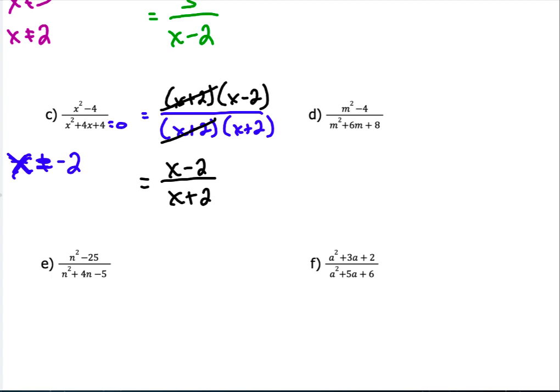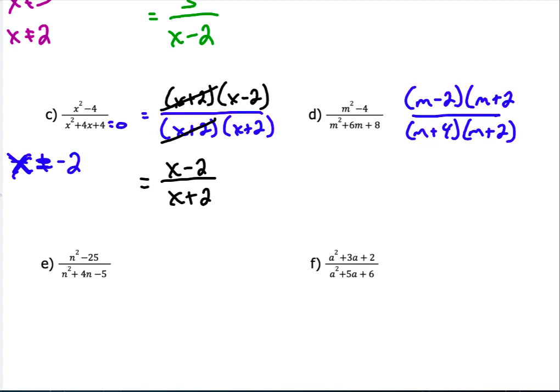So next one. I always like to start with my denominator because I need those excluded values. So m squared plus 6m plus 8, that's going to factor to be m plus 4 and m plus 2, because I have to multiply to give me 8, but add to give me 6. The numerator is going to be similar to my other numerator. I'm going to get m minus 2 and m plus 2. Oh, sorry, I accidentally used x in the denominator. I should have used m.